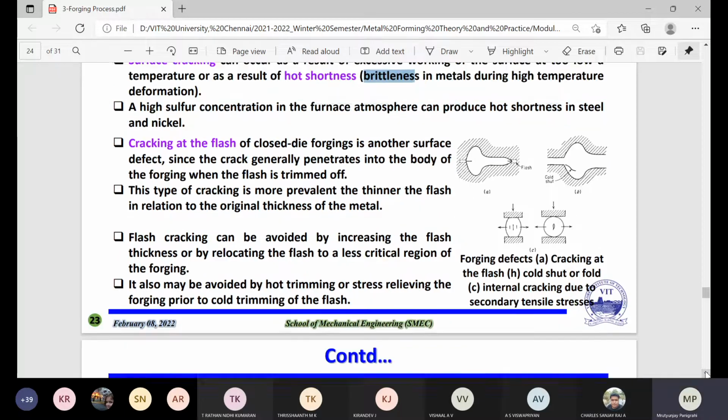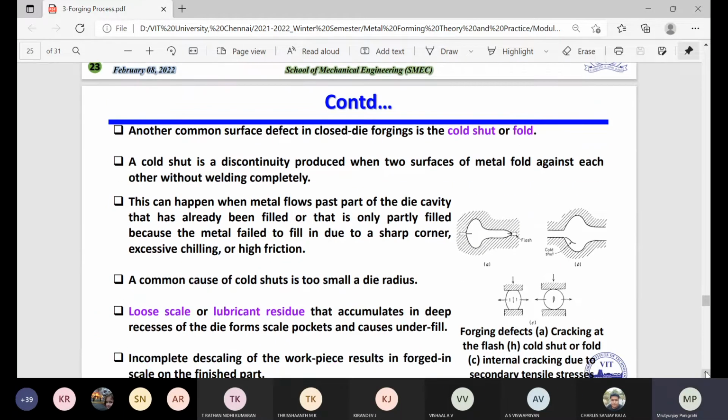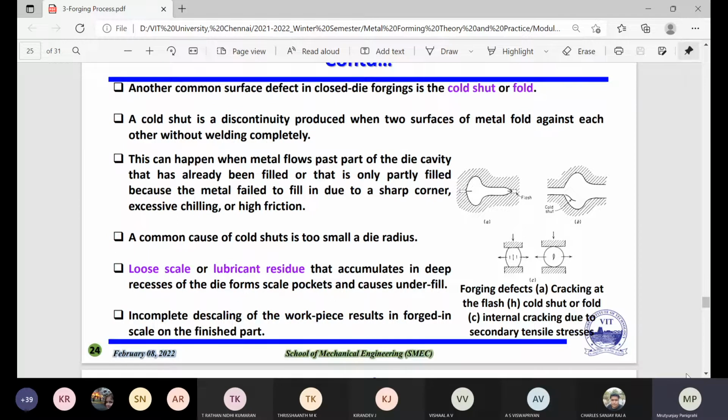Yes, sir. Then another defect is known as the cold shot or the fold. If you see the second part, part B, part one we have talked about already, and in the second part you have the cold shot. You can see the schematic diagram.